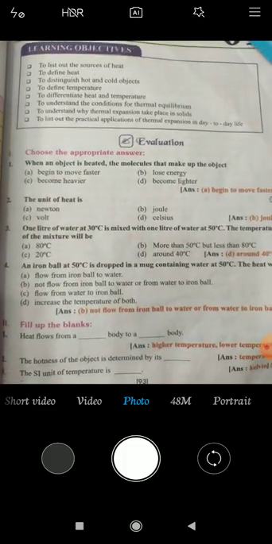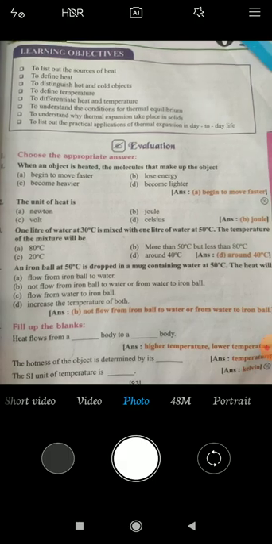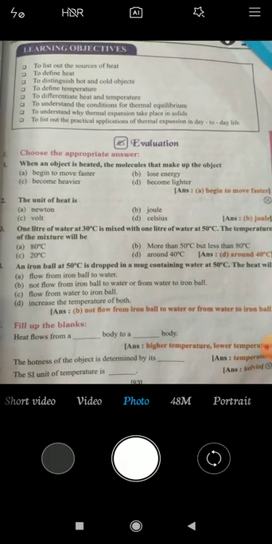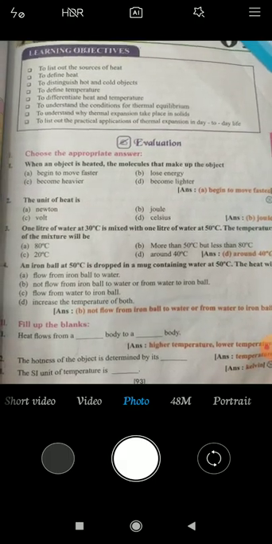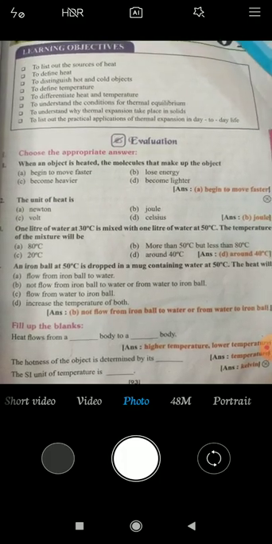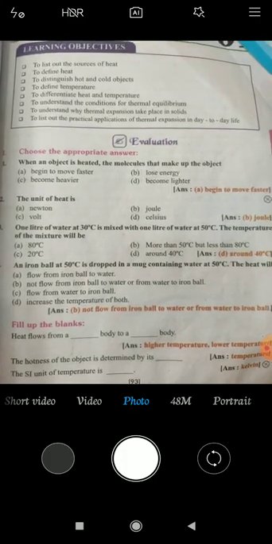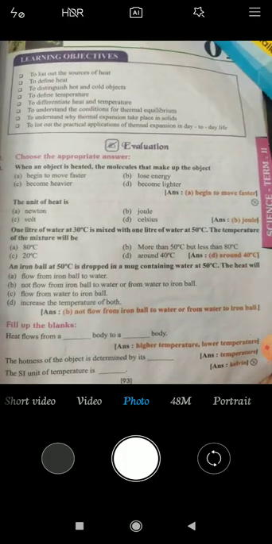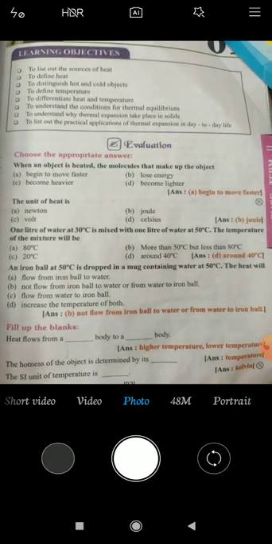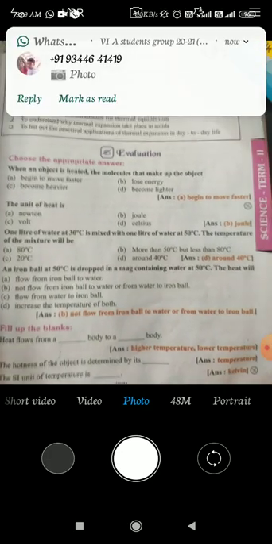Next one. The unit of heat is joule. Next, third question. 1 liter of water at 30 degrees Celsius is mixed with 1 liter of water at 50 degrees Celsius. The temperature of the mixture will be, answer is around 40 degrees Celsius.